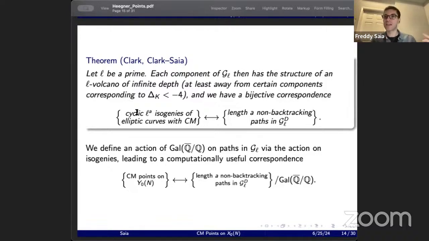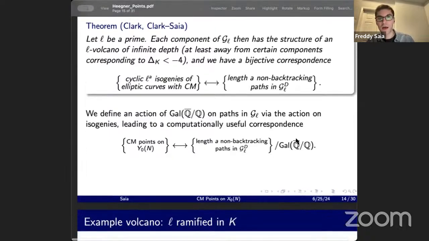The interesting thing is, well, you take this and then you add a Galois action because you want to think about points on your modular curves. So you can define a meaningful, in terms of the moduli interpretation, action of the absolute Galois group of Q on these graphs and paths in them by just acting on the corresponding isogenies, right? These are algebraic objects. You act on coordinates or coefficients. And if you quotient by this action, you get exactly CM points on Y_0(N), right? Galois equivalence classes of cyclic prime L^A isogenies.